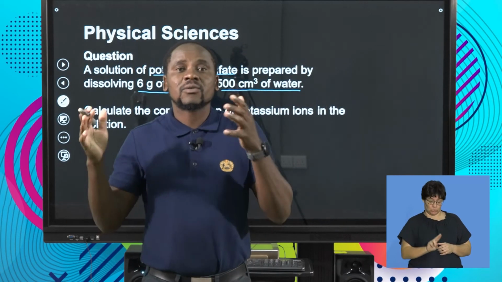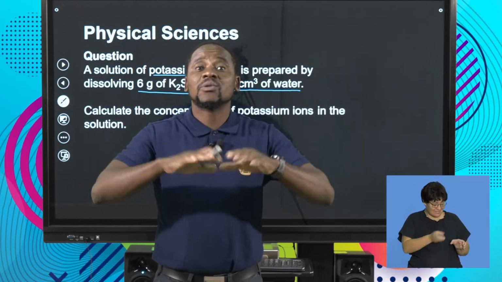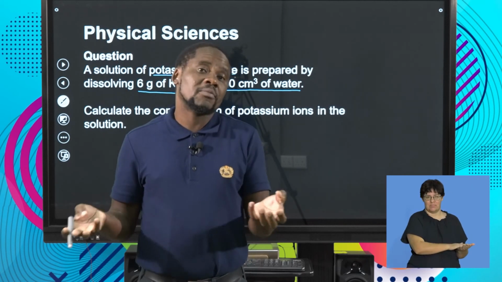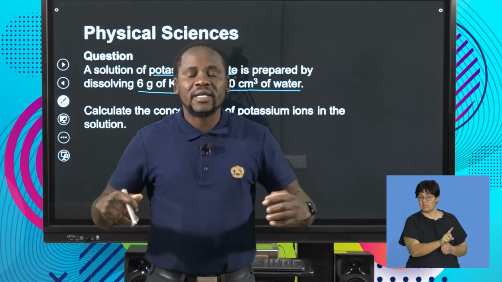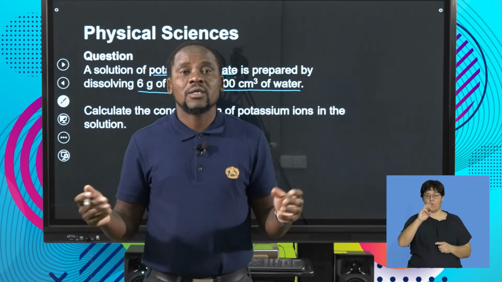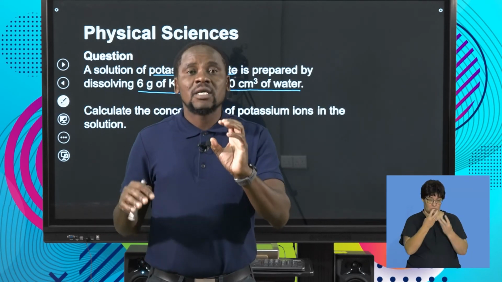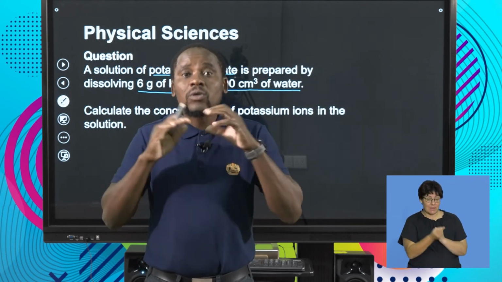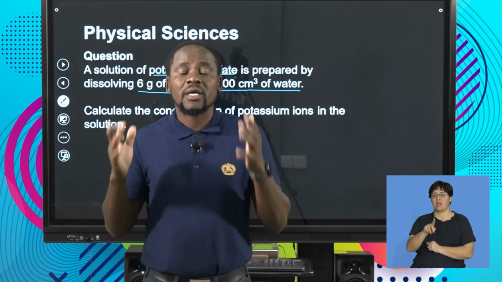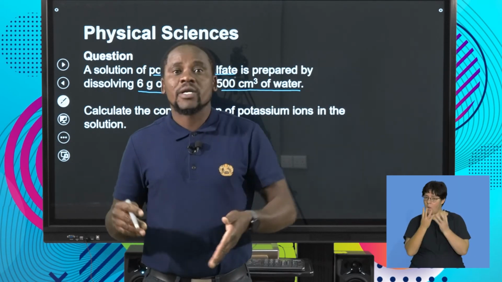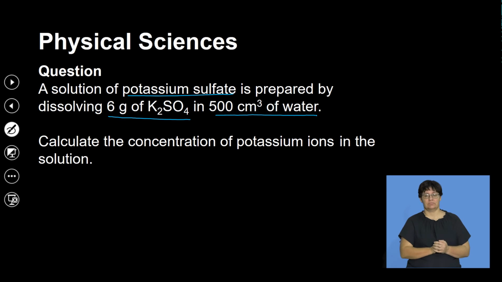Potassium sulfate is completely soluble in water, so it dissolves completely. So it will form what we'd want to think of as a homogeneous solution, right? Once that happens, we know that all the potassium sulfate has dissolved because it's a group 1 salt. Now, the question says, calculate the concentration of potassium ion in the solution. First of all, we need to determine the concentration of potassium sulfate first.